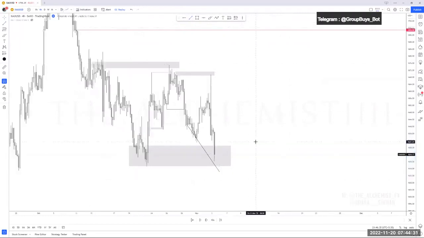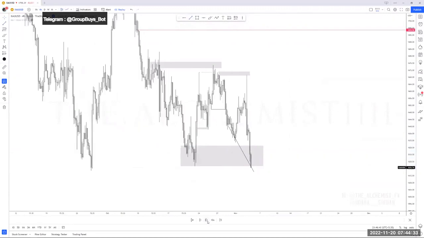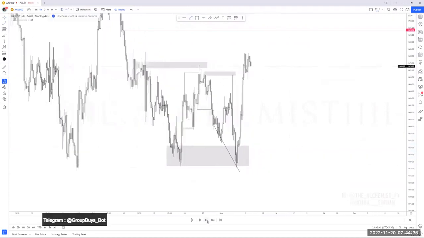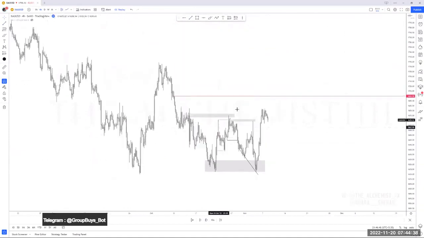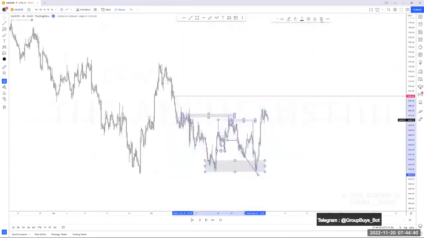inside of the daily zone. Price came into those and there it flies. Starts to fly. So that is how we can play with this. Don't worry, I'll show you how to get the entries.